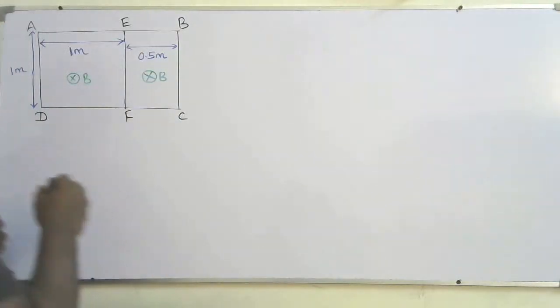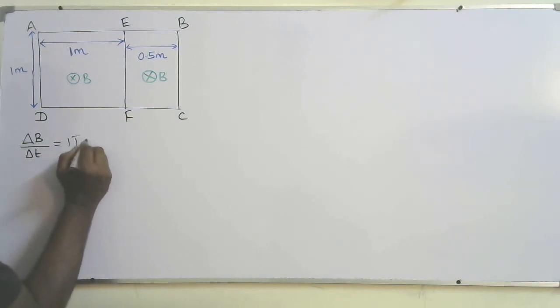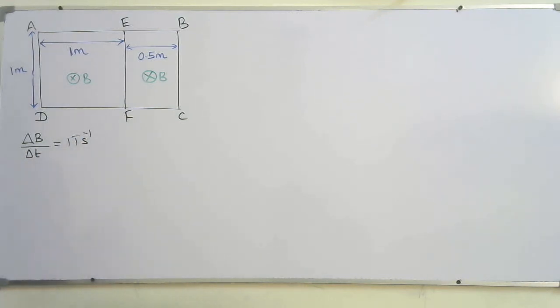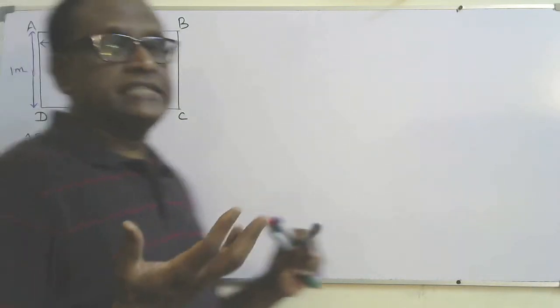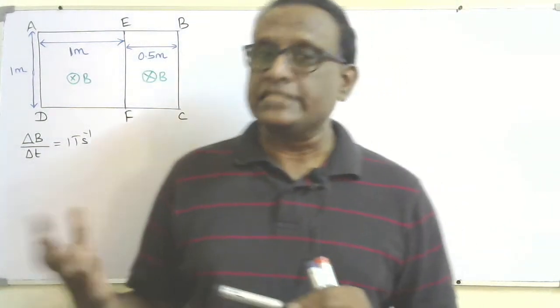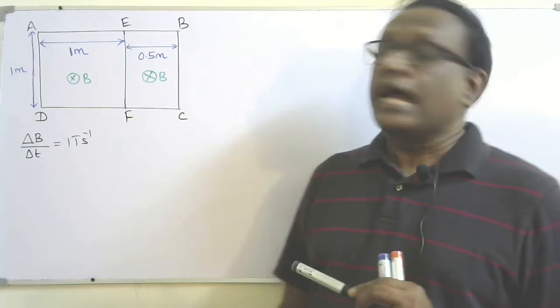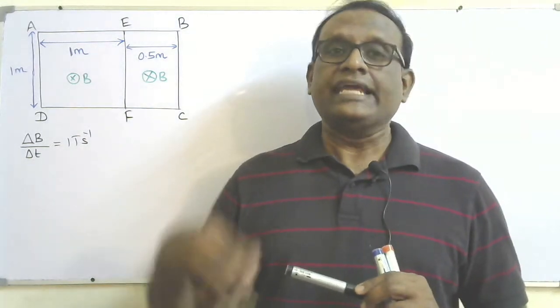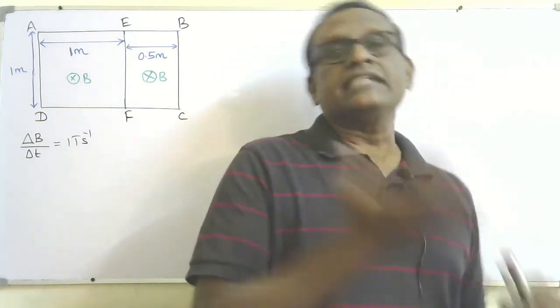Here the rate of change of magnetic field strength, delta B over delta T or dB over dt, is equal to 1 Tesla per second. They are saying that the magnetic field strength is uniformly increasing, so there is a rate of change of flux linkage that induces EMF. Since it's a metal rod, there will be current flow. According to Lenz's law, the induced current should oppose the increase in magnetic field.